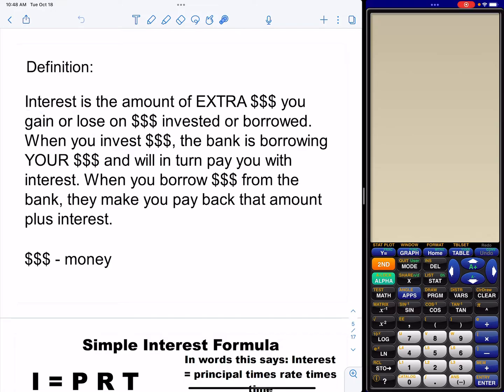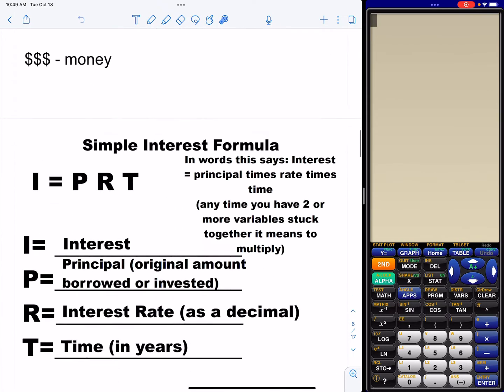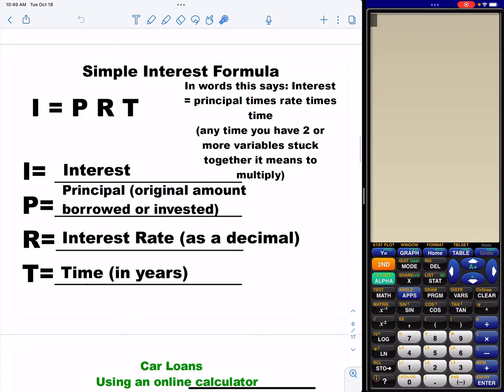When you invest money, the bank is borrowing your money, and it will in turn pay you with interest. When you borrow money from the bank, they will make you pay back that amount plus interest. So simple interest is just one way to calculate interest on things. This is our simple interest formula. It is the same every single time. And this is our formula.